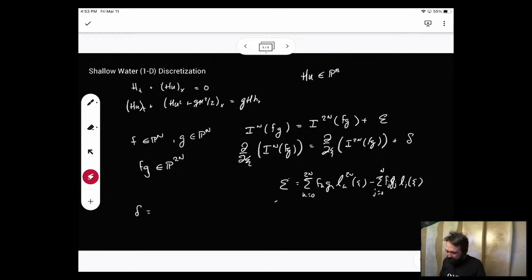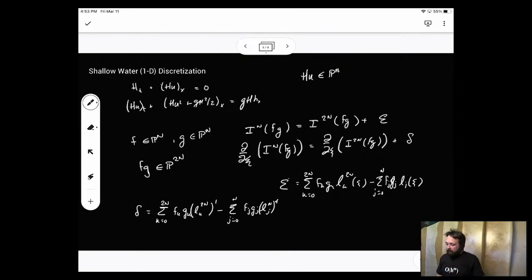All right, so anyway, the delta we get is the sum k equals 0 to 2n, f_k g_k l_k^{2n} prime, since we're going to take a derivative, minus the sum j equals 0 to n, f_j g_j l_j^n prime.